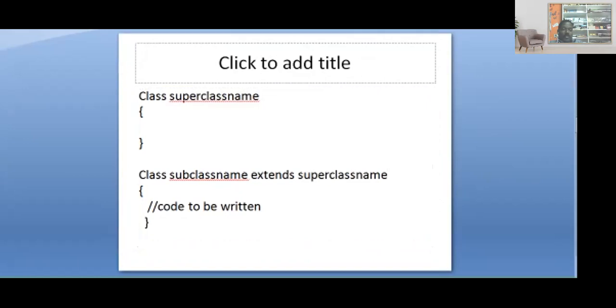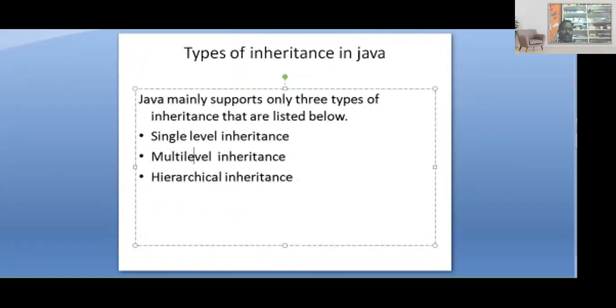Then we'll go to the types of inheritance. Java supports mainly three types of inheritance. There are two more, multiple inheritance and hybrid inheritance, which we'll discuss at the end of this chapter. So basically, there are three types of inheritance supported by Java: single level inheritance, multi-level inheritance, and hierarchical inheritance.